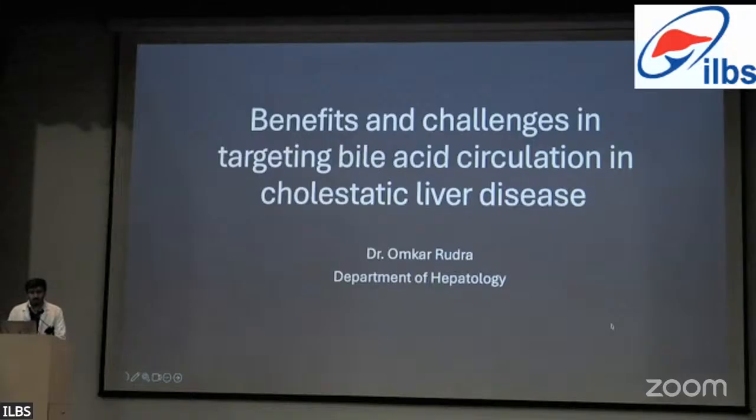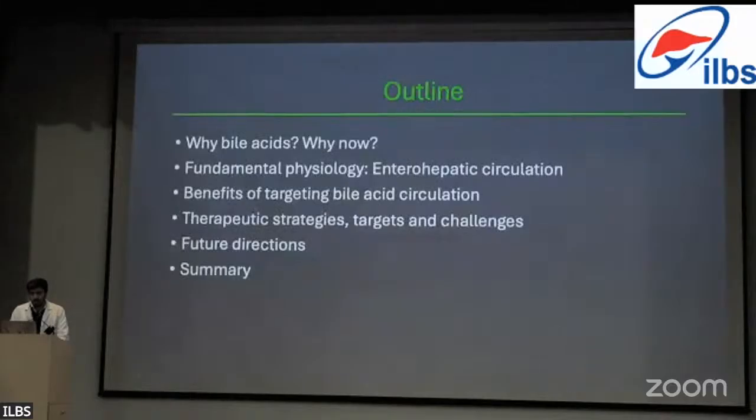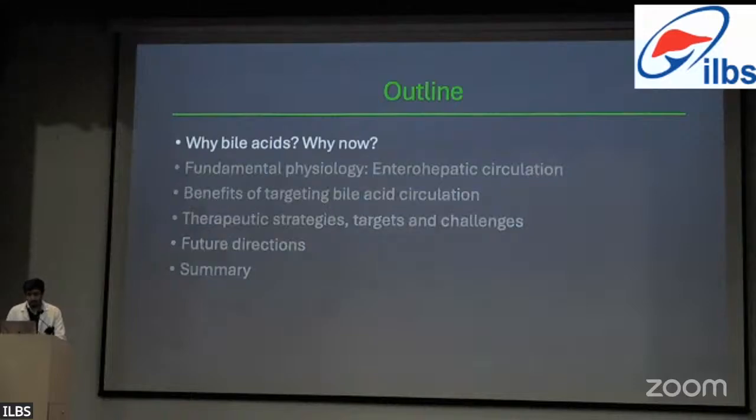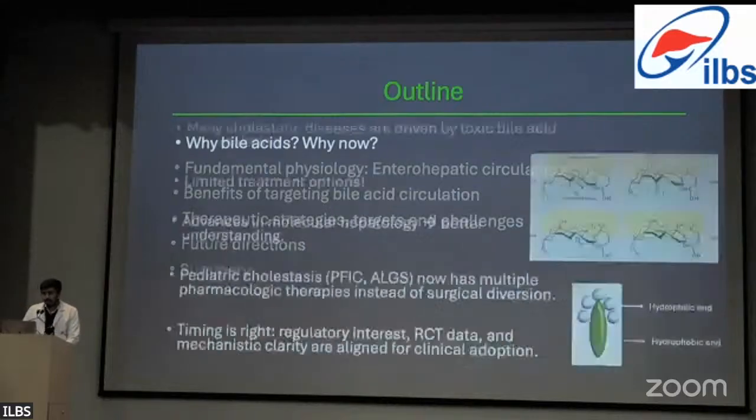The topic given to me today is the benefits and challenges in targeting bile acid circulation in cholestatic liver disease. I hope to discuss this topic along the following outline. Why bile acids? Why now? The fundamental physiology, the benefits of targeting bile acid circulation, therapeutic strategies, targets and challenges, future directions, and then a quick summary.